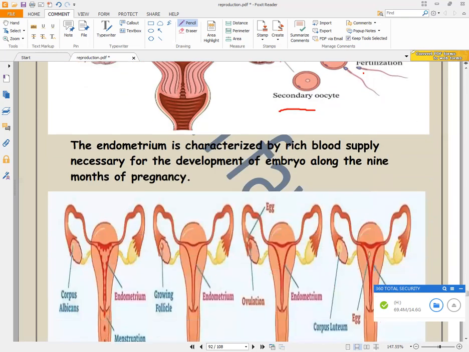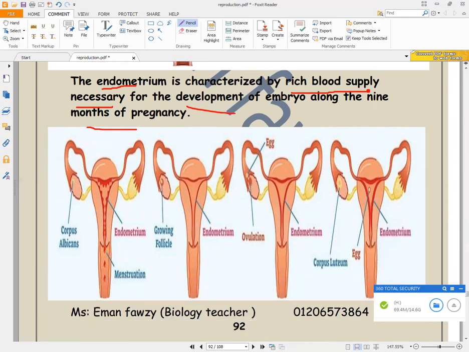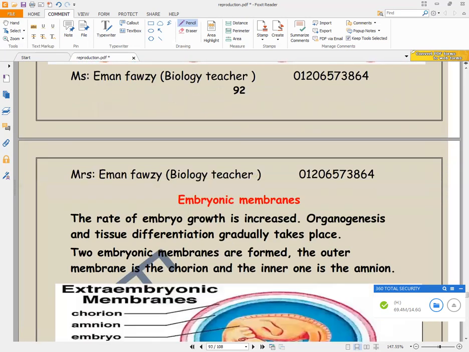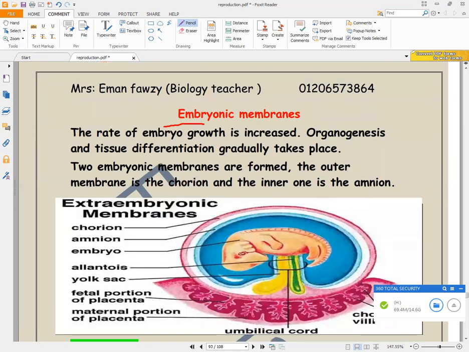To form the baby after that, okay? You also have to know that the endometrium is characterized by what? By rich blood supply, okay? That is necessary for the development of the embryo along the 9 months of pregnancy. If you look here, you will find that the endometrium must be thick and supplied with a lot of blood. To supply the baby with what? With the food that is required for development, okay?